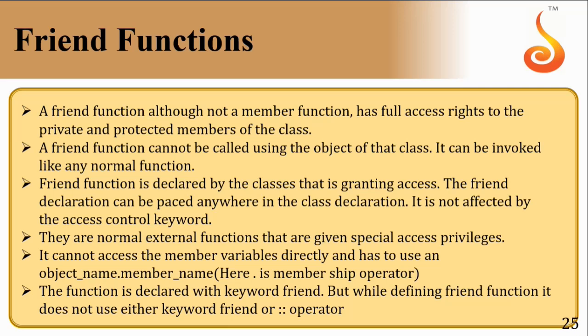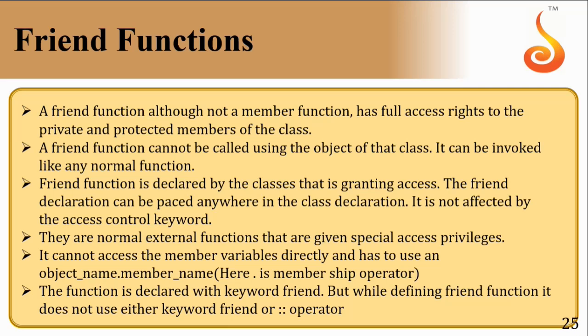And a friend function cannot be called using an object of the class, right? Why do I need an object? Suppose I want to call a function of a class, I need to first create an object for that class and then object dot the function. We have done it till now. Object dot the function will allow me. But since the friend function is not a part of the class, you cannot call it using the object because it is not a part. It makes sense that way.